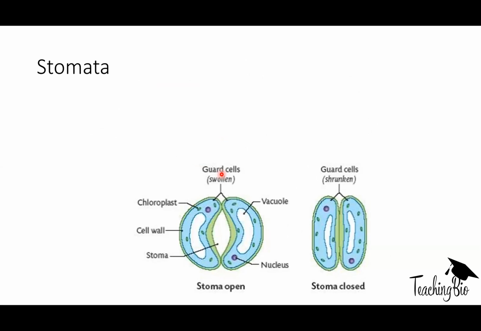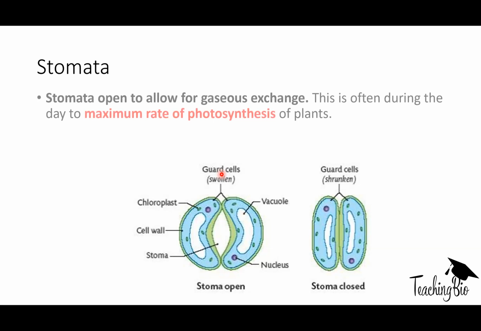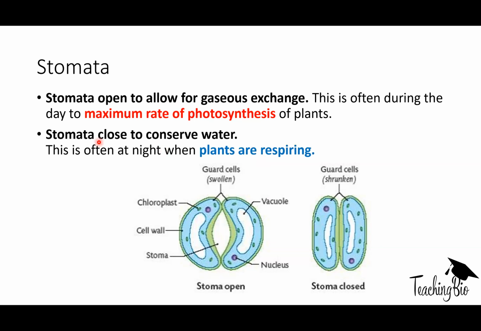Okay, so the stomata, we talked a bit about guard cells. So effectively, stomata need to be open. We need to have that space to allow for the entry and exit of those gases. And they will be open during the day to maximize the rate of photosynthesis within plants. So this will be the entry of carbon dioxide for photosynthesis. And then the stomata often close at night to conserve the water, and this is when plants are typically respiring. So this is when they're producing carbon dioxide instead of taking it in, so that the carbon dioxide can be removed.